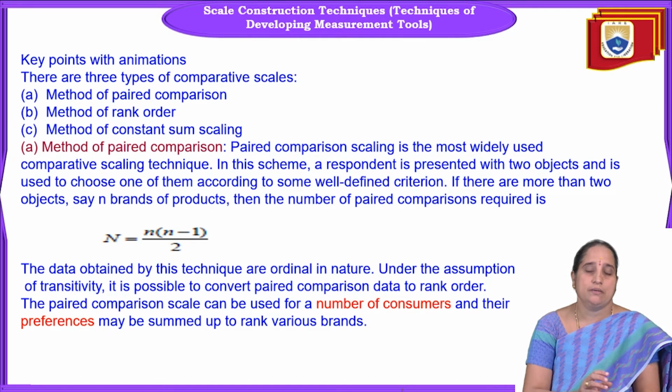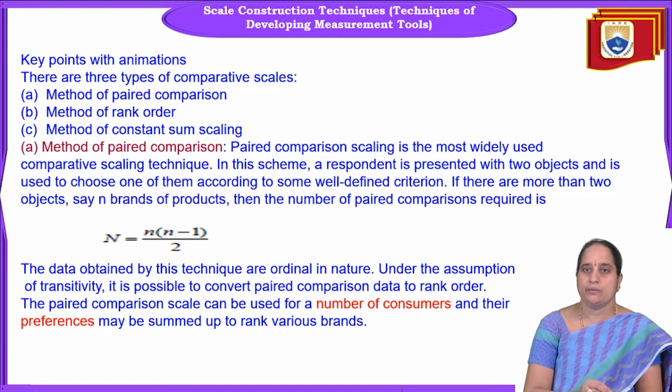There are three types of comparative scales. The first one is the method of paired comparison, second the method of rank order, third the method of constant sum scale. The method of paired comparison is one of the most widely used comparative scaling techniques. In this method, a respondent is presented with two objects and chooses one among them according to some well-defined criteria.